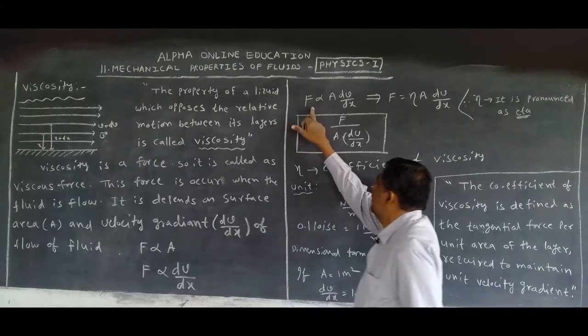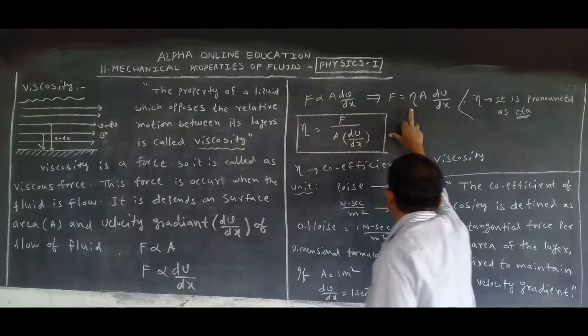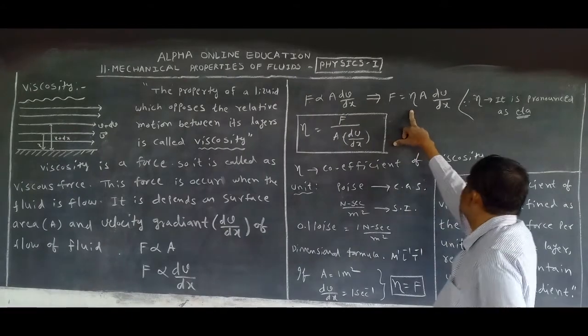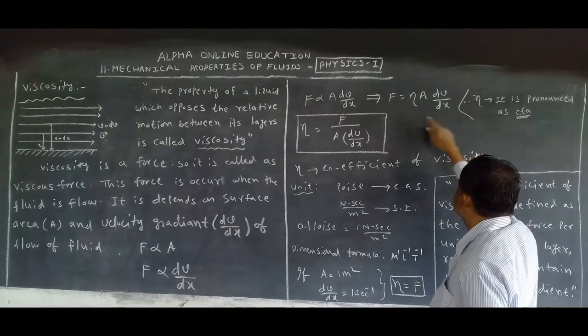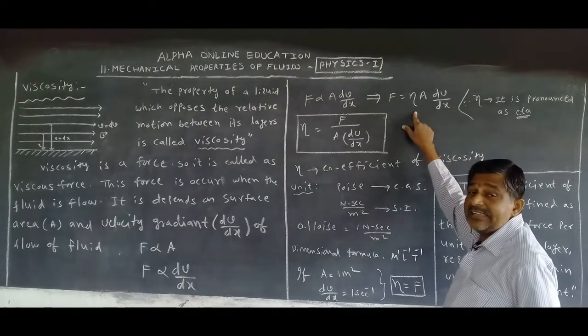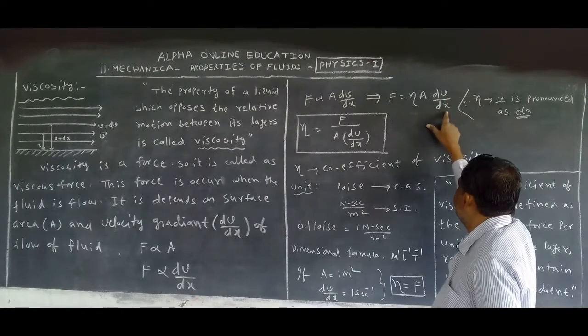Now, F is proportional to A dV by dx. If we remove the proportionality, we get a constant. That constant is pronounced eta. How we read it: eta. F is equal to eta A dV by dx.